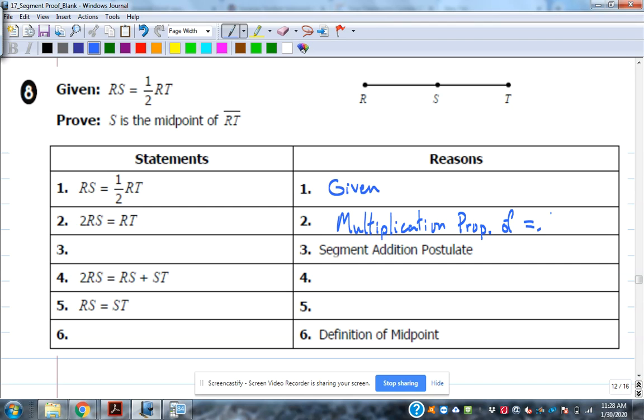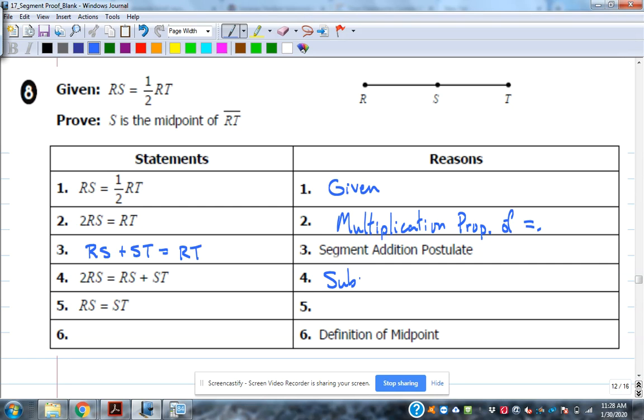Yeah, it takes me a minute. I'm sorry. Okay, what is number RS plus SK equals RT? Anytime you're building a segment up, it's segment addition postulate. Now, is this one substitution? Why is it substitution, not transitive? Substituting 2RS for RT. Yeah, or you're substituting 2RS for RT. That's fine. Yeah, that'll work.